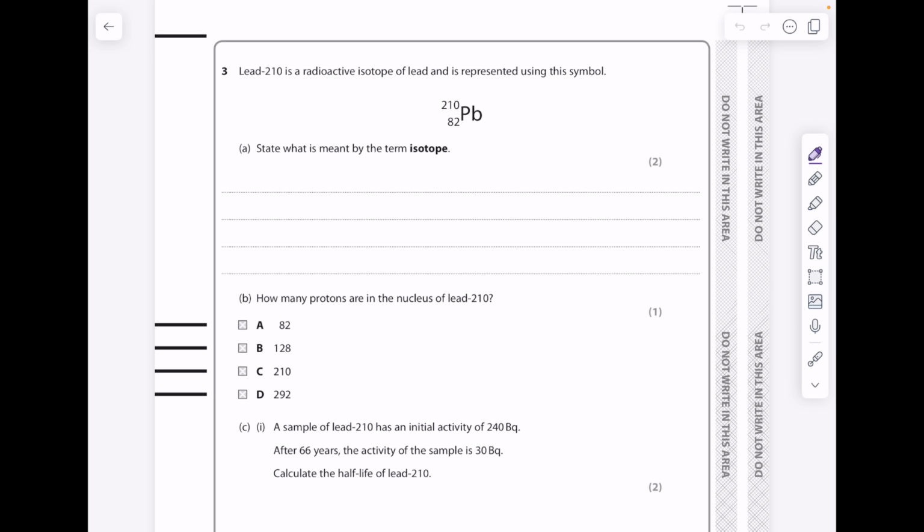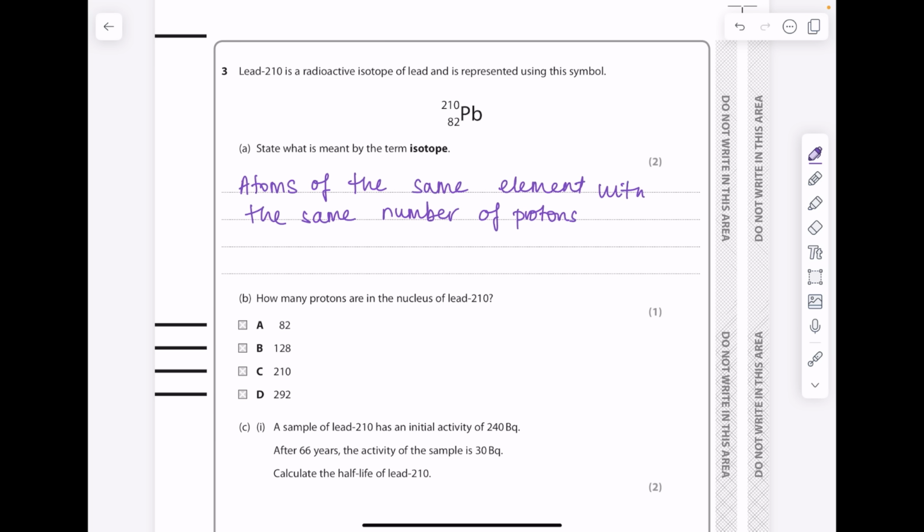Lead-210 is a radioactive isotope of lead and is represented using this symbol. State what is meant by the term isotope. This is a definition which needs learning off by heart. Atoms of the same element with the same number of protons but a different number of neutrons.